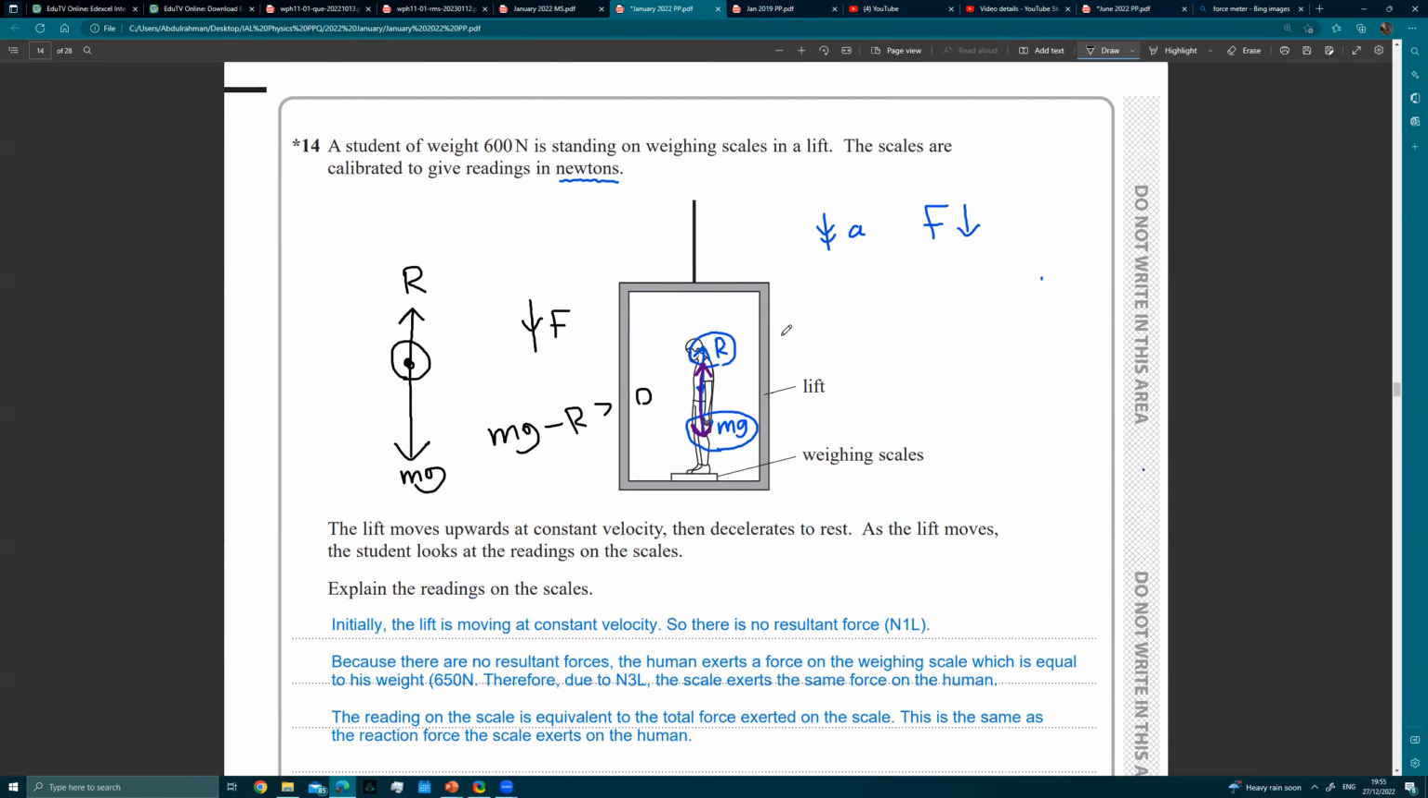Let's move on. I guess the key thing to know is that for any balance or scale, the reading on the scale is equivalent to the reaction force. Why? Because the reaction force it exerts on the object is the same as the force the object exerts on the scale. So technically, the reading on the scale is the total force acting on it, just Newton's third law.